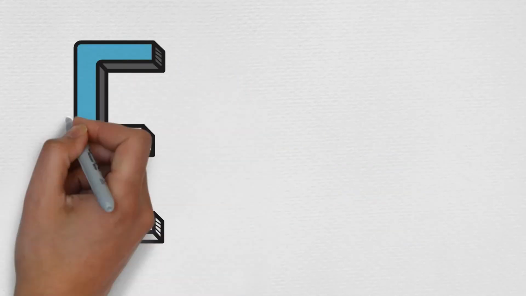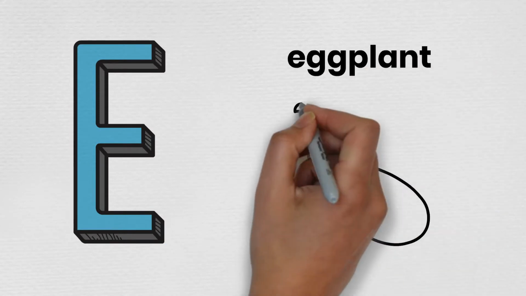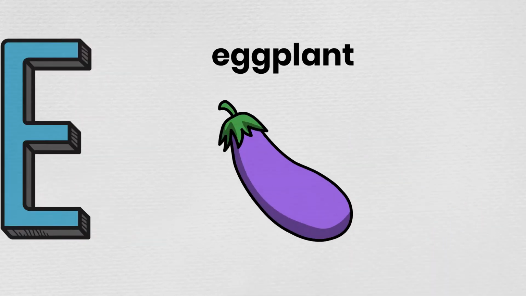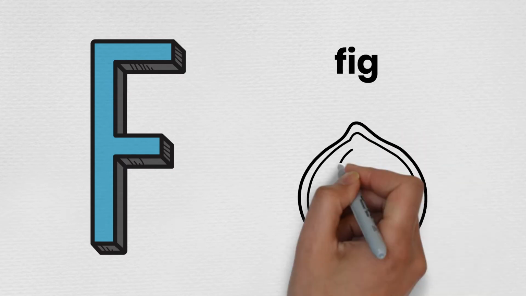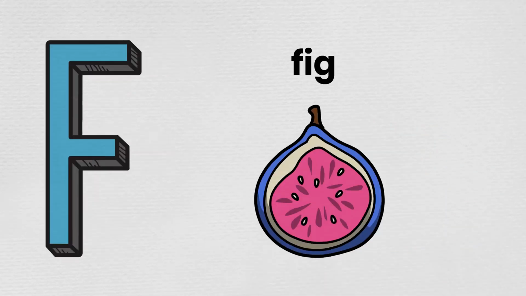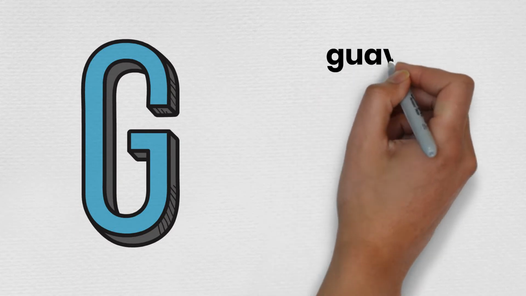E is for eggplant. F is for fig. G is for guava.